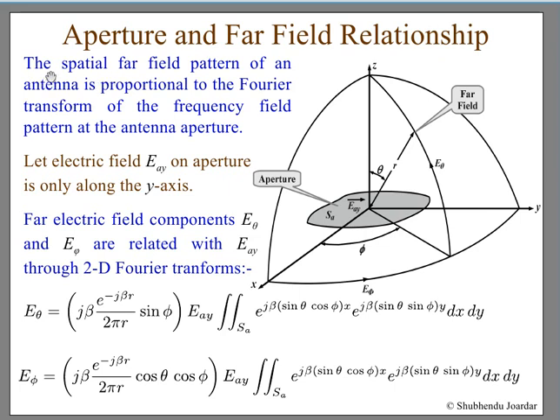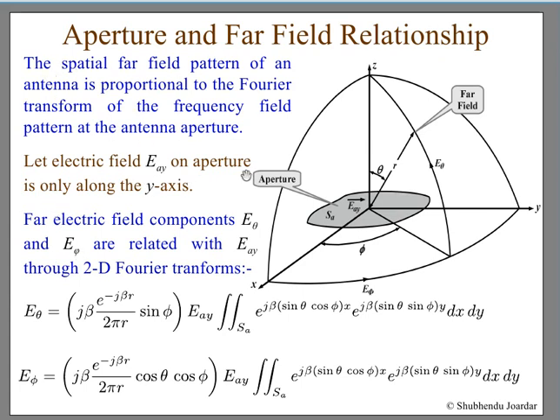The spatial far field pattern of an antenna is proportional to the Fourier transform of the field pattern at the antenna aperture. I have been talking about this before also. I gave you in the beginning lecture that the far field pattern of an antenna is related to the near field pattern by a Fourier transform, and is also a function of direction cosines. So that is what it says.